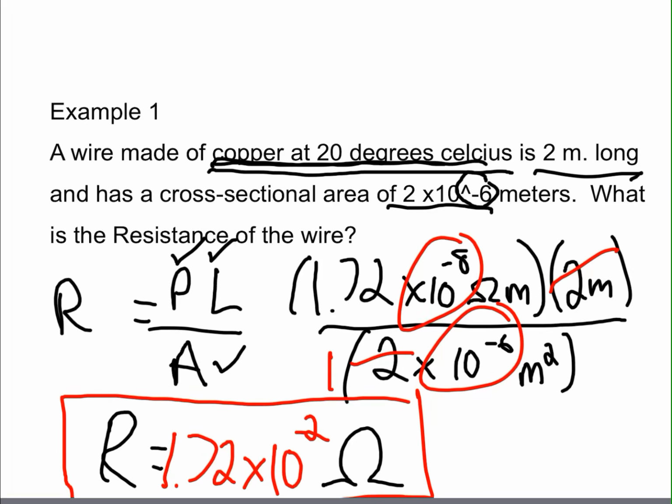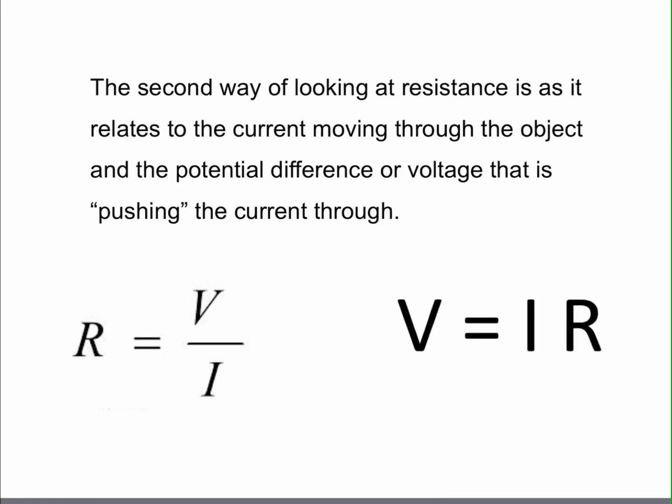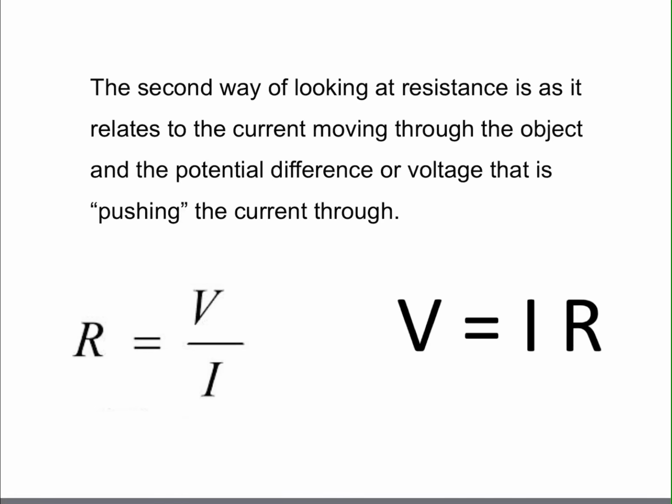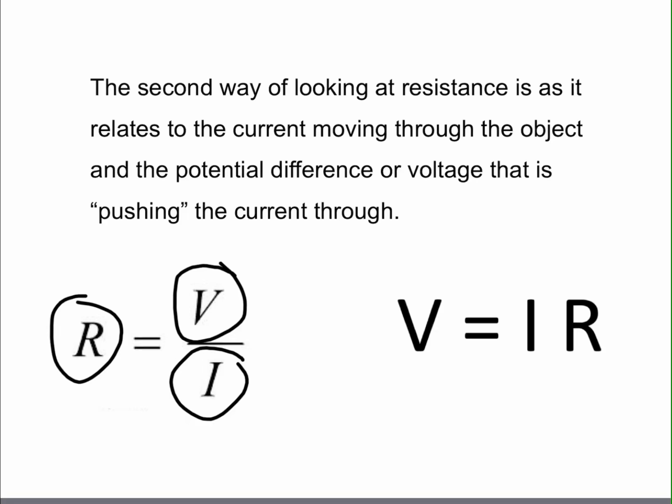So 1.72 times 10 to the negative 2 ohms. Simple enough. Now, I mentioned at the top of this that there were 2 different ways of looking at this. The other way is kind of neat because it brings in all the other things we've talked about. It brings in electric potential, it brings in current, and obviously resistance.